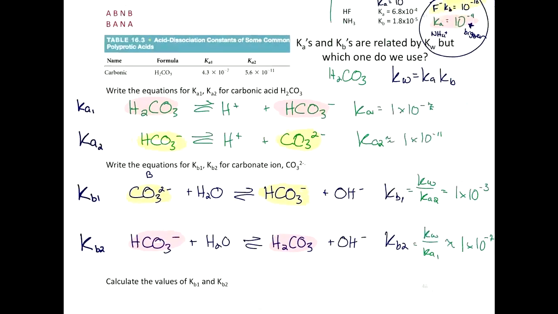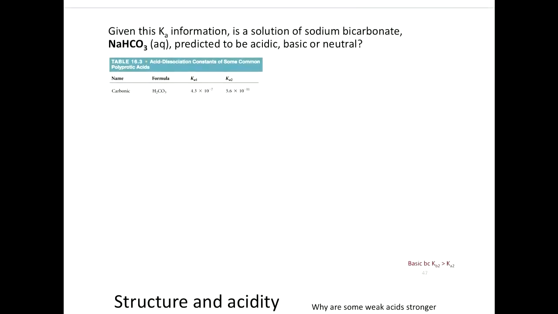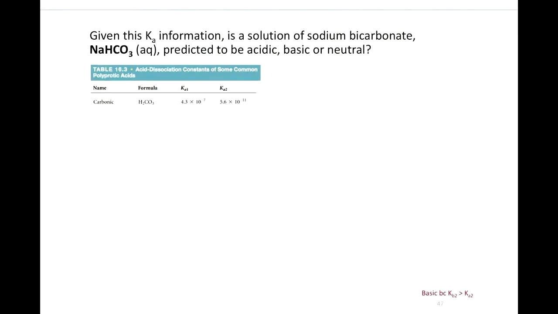So let's put this all together. We got Ka values, we got Kb values. Now, using this same information, tell me, if we put bicarbonate into water, is this going to be acidic, basic, or neutral? What do we think? When we did salts, we split them up. We have sodium plus and bicarbonate. Sodium plus is pH neutral, so can we ignore it? Yes, we can ignore it.